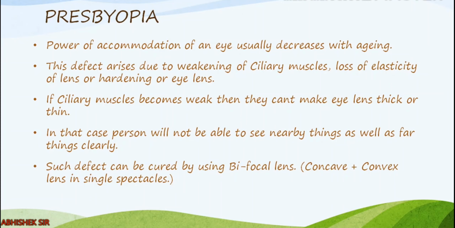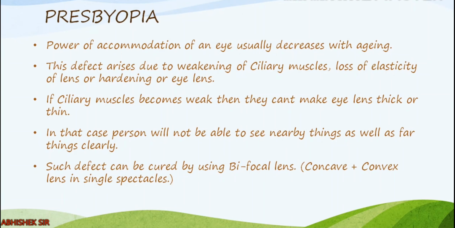But what will happen when it will neither be thick properly nor thin properly? So in this case, person will not be able to see nearby things or far things clearly, right? The person will not become blind, but they will not be able to see things clearly. Okay, now we can say that this is a case where myopia is there and hypermetropia is also there. Clear?